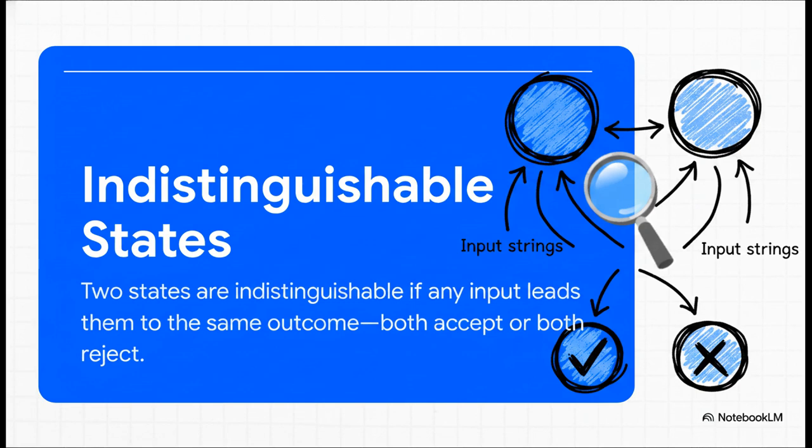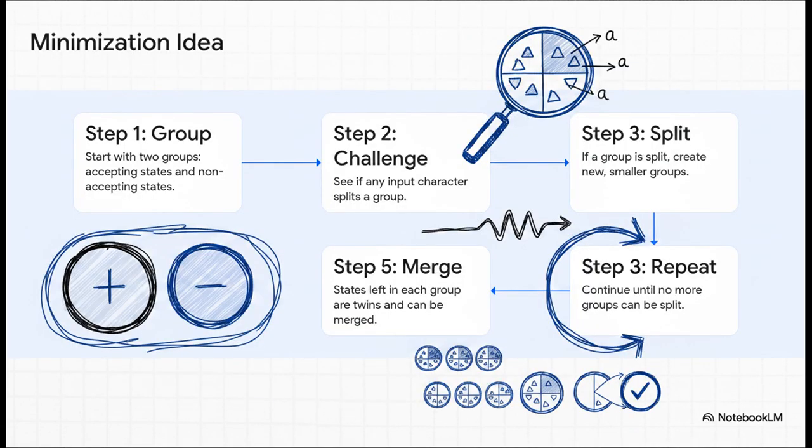The official term for these twins is indistinguishable states. And really, all it means is that you can't come up with any string of characters that would prove they're different. If every possible future leads them both to a win or both to a loss, then they're basically the same thing. So how do you find these twins?